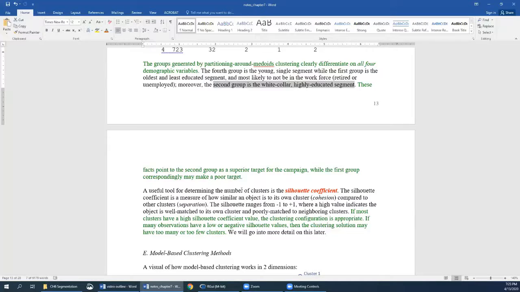We're going to get into more details about how to use the silhouette coefficient, but for now I want you to understand that this value is derived from PAM, and it helps evaluate whether the number of clusters you're using is appropriate, or whether perhaps you should try a different number.